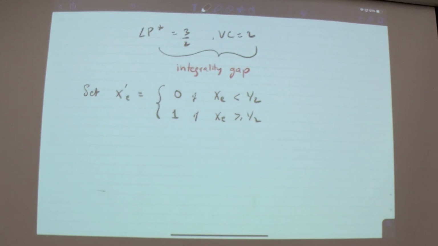In other words, can we show that the x primes are sort of feasible, and then we can worry about how good this solution is.